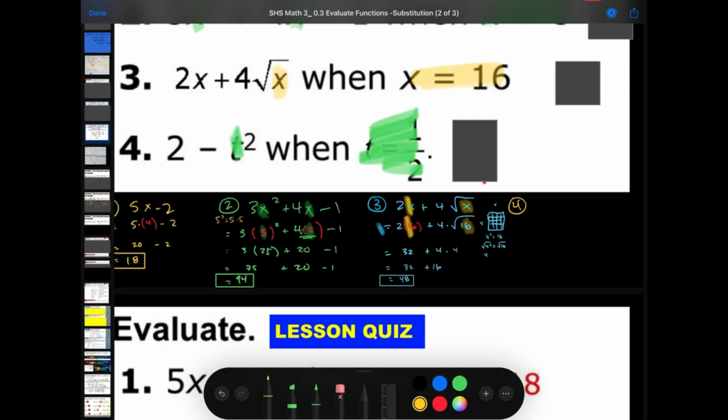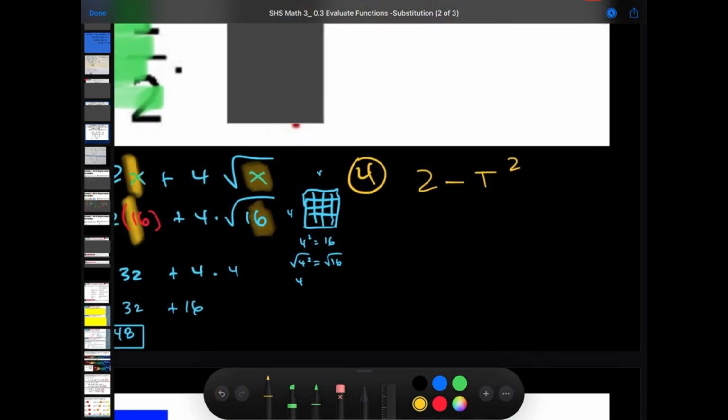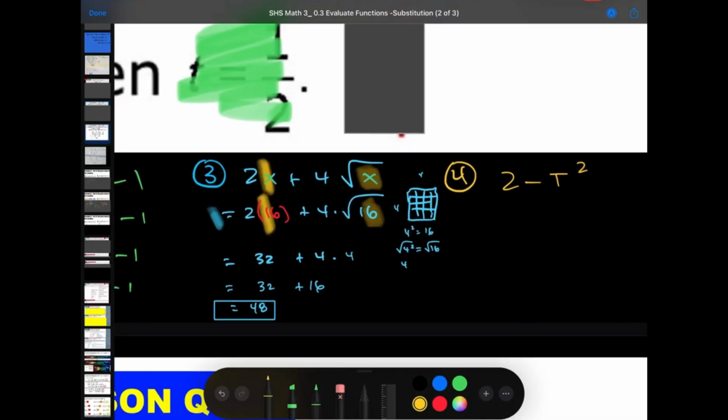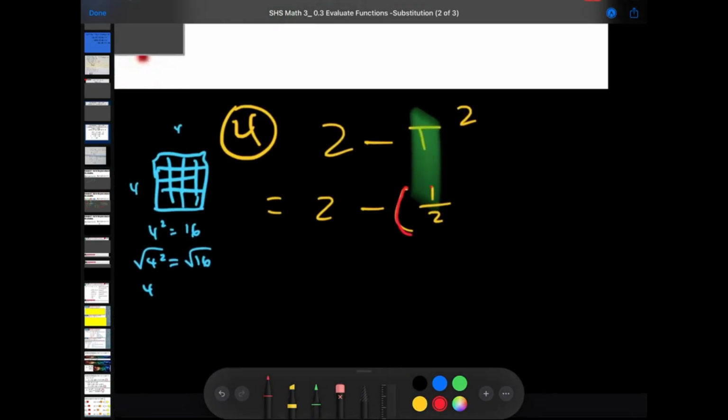Okay, so 2 minus t squared. I wrote my t capital so you don't get confused with a plus sign. And every t value we're gonna write, what are we writing? 1/2. So 2 minus 1/2 in parentheses, I did that in red. Squared.